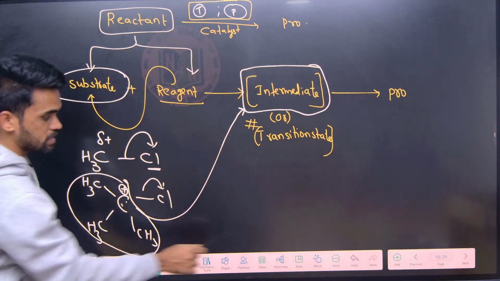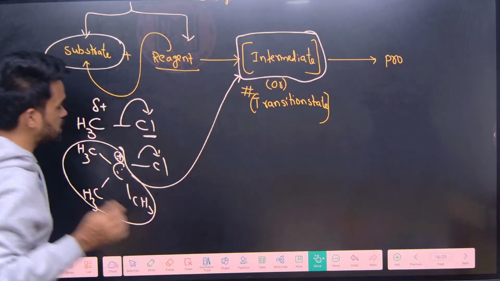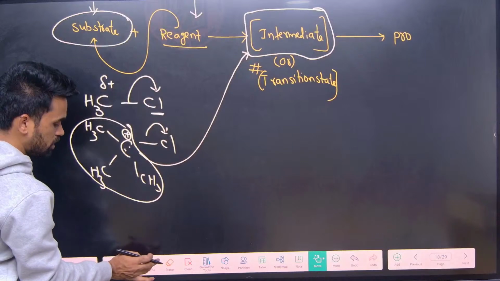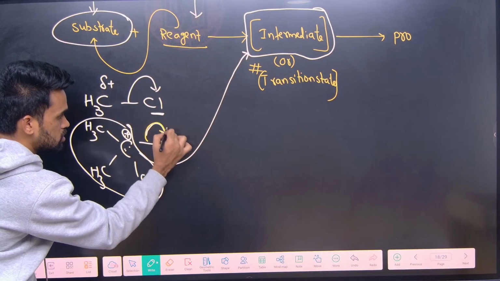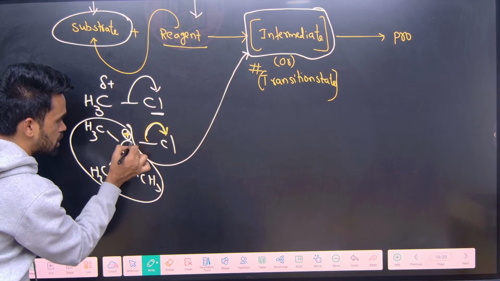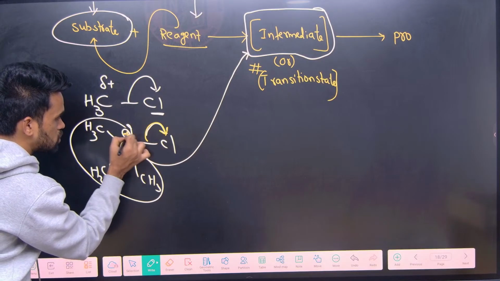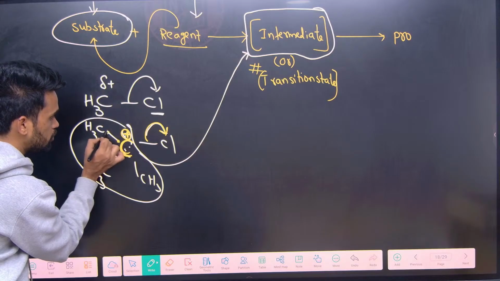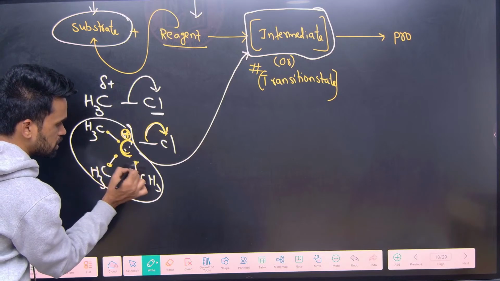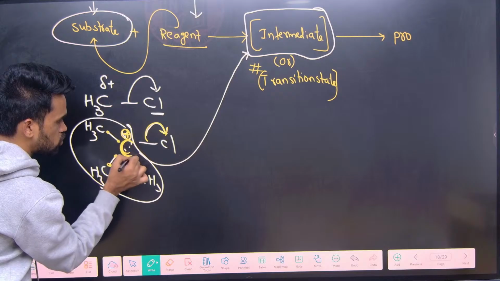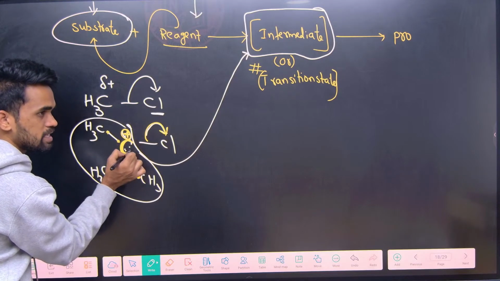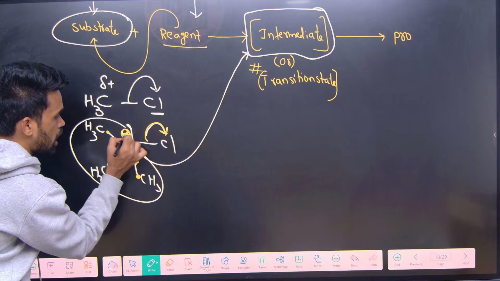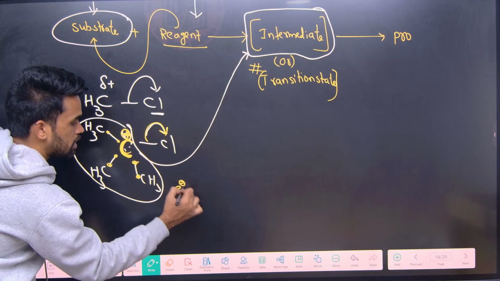What is that intermediate called? Carbocation. Why am I saying carbocation? Because if I remove these bonded electrons with the chlorine side, you are generating a positive charge over this carbon. Now just count the electrons, 1 2 3 4 5 6. So 6 electrons are there around this carbon, so can I say this carbon is electron deficient? Yes, this is electron deficient. So carbocations are electron deficient species.